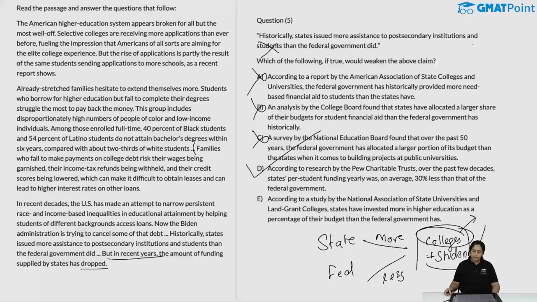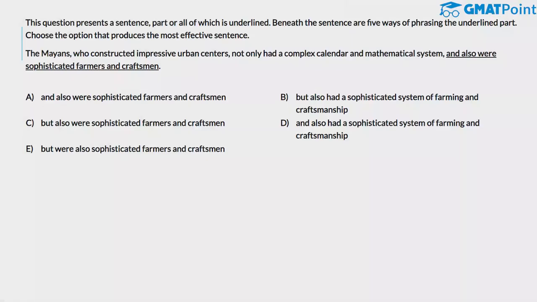According to a study by the National Association of State Universities and Land Grant Colleges, states have invested more in higher education as a percentage of their budget than the federal government has. Now, even if this is the case, this is in fact strengthening the claim that they gave more money. This does not weaken the claim that is given. So, E is clearly strengthening the claim, so E can easily be eliminated. D would be the right answer. So, the correct answer to choose is option D.